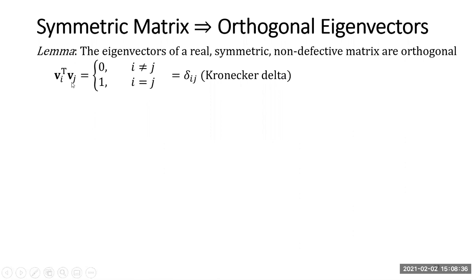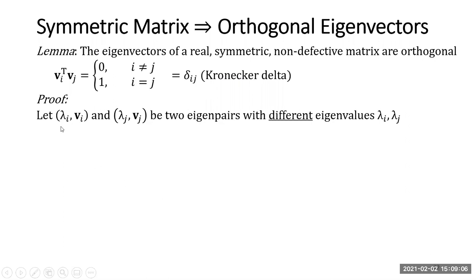Vi transpose Vj equals 0 when i is not equal to j and 1 when i equals j. And this is equal to delta ij, where delta is the Kronecker delta function. By definition, delta ij is 1 when i equals j and 0 when i is not equal to j. This is a simple way to represent this.